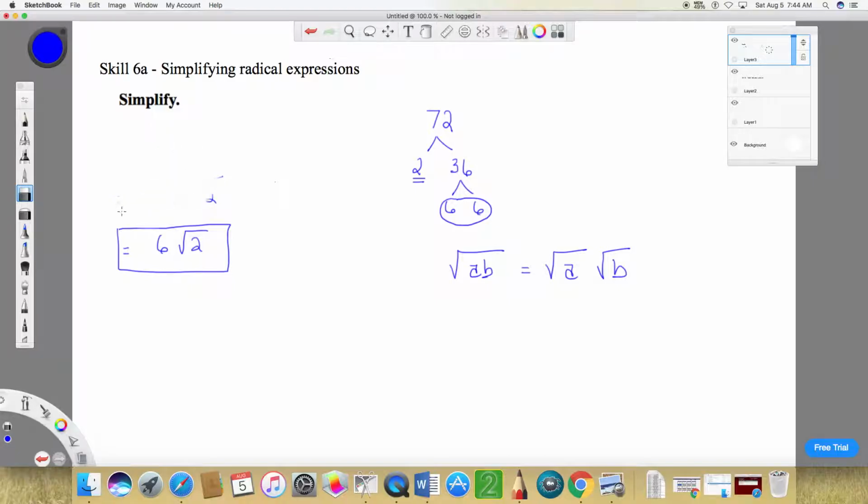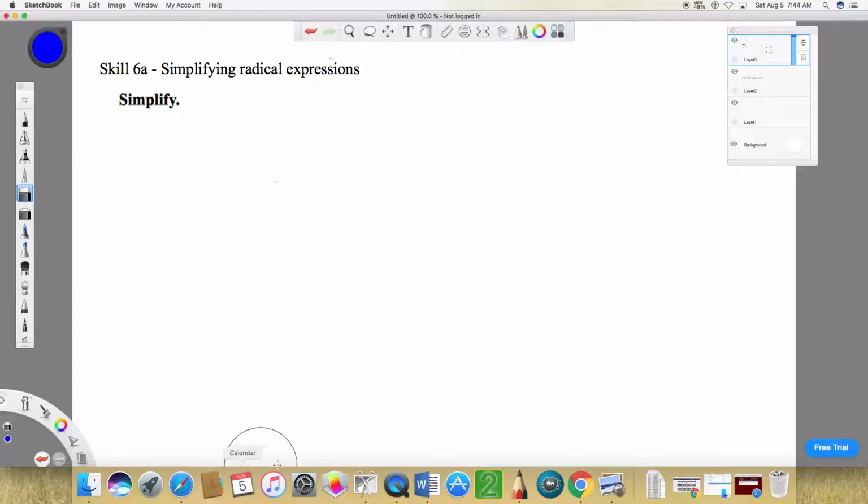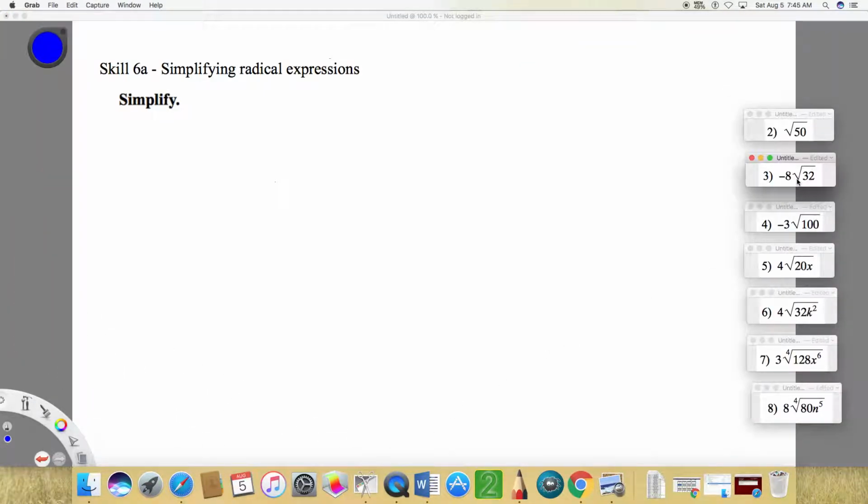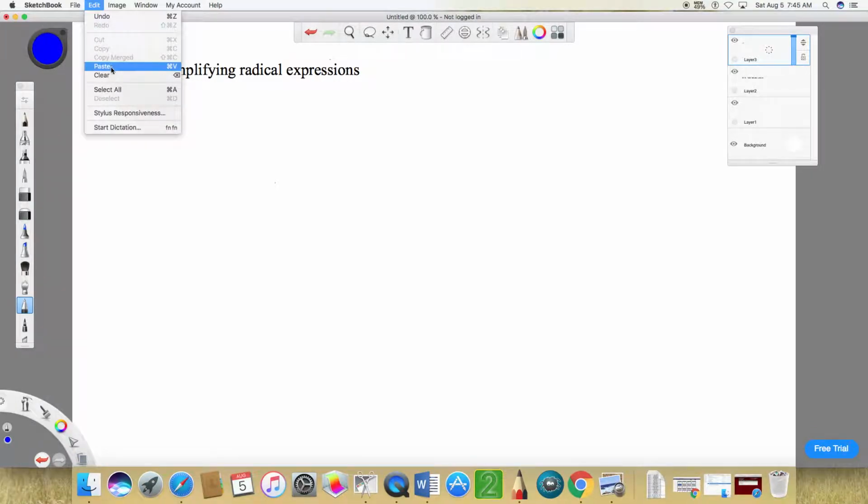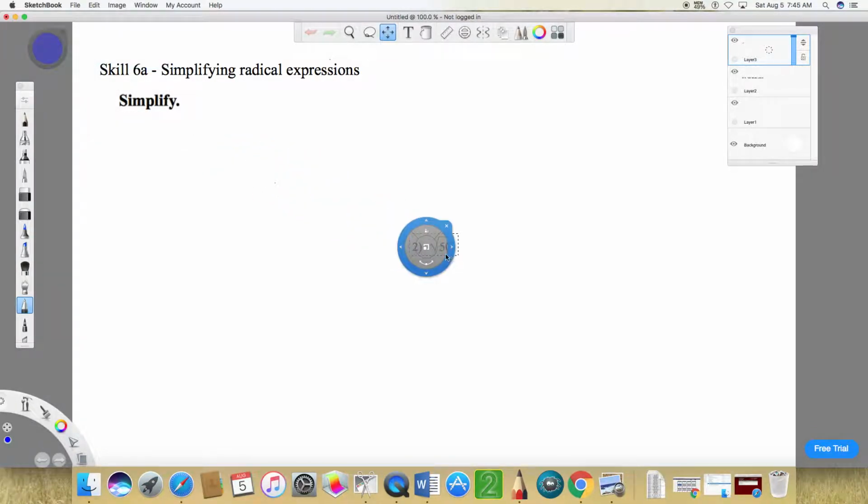All right, let's take a look at number 2. In number 2, again, we see a radical, and the index for this radical is implied to be 2, even though it's not written there. The number is 2.